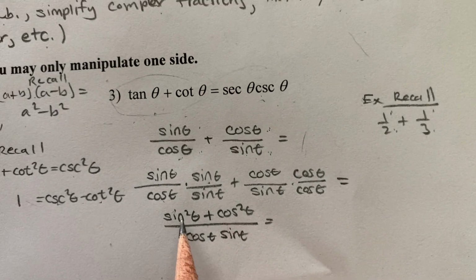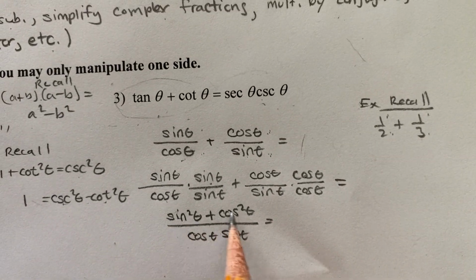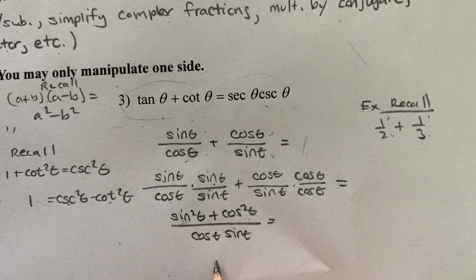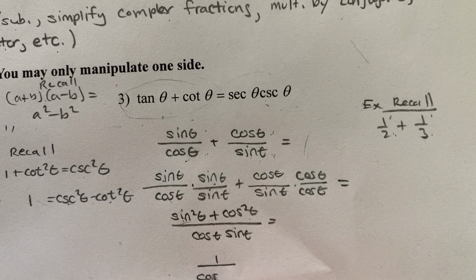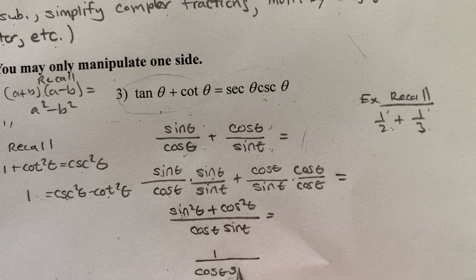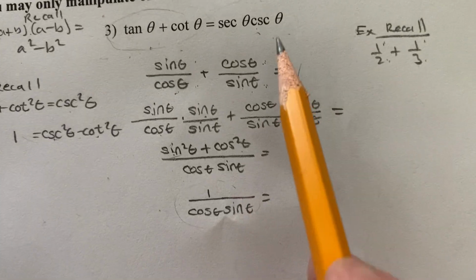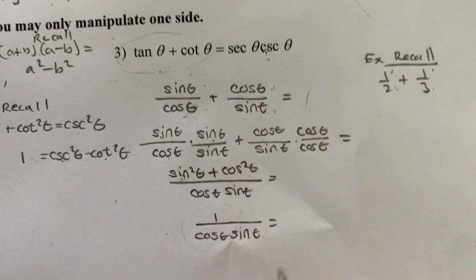Okay, now, remember, sine squared plus cosine squared theta, right? That is your Pythagorean identity number 1. That just equals 1. Okay, so where are you going with all this? Well, somehow this guy right here needs to look like this. And it almost looks like this, right?